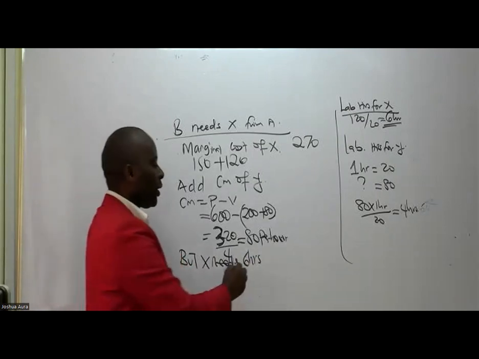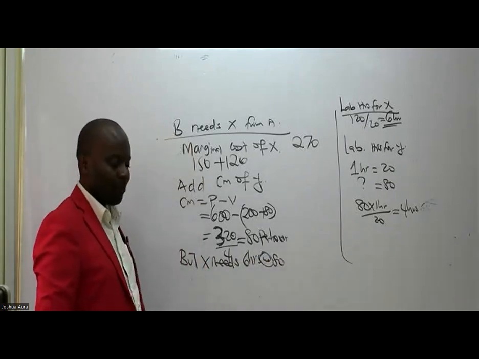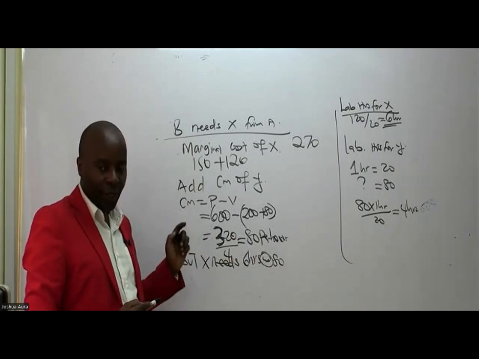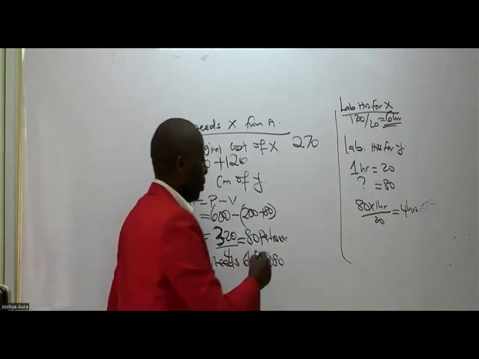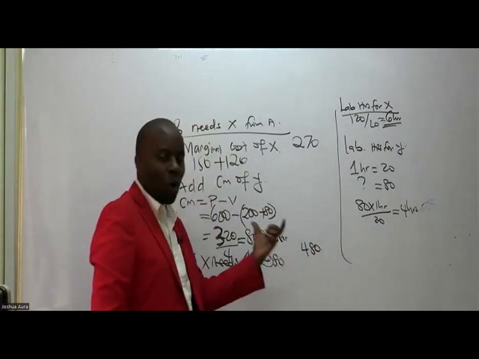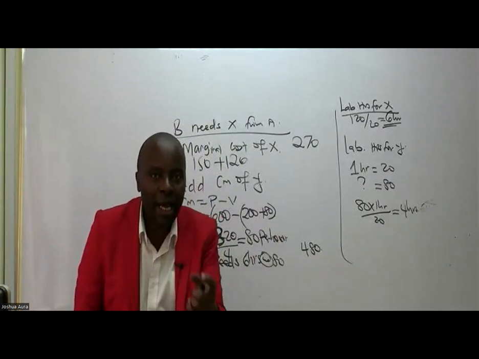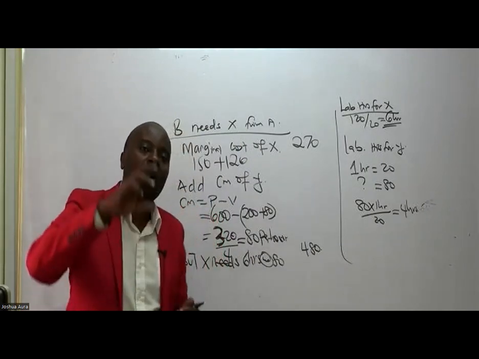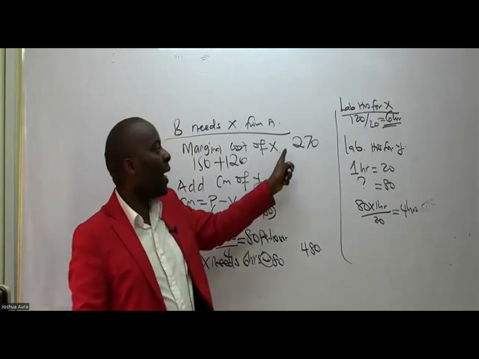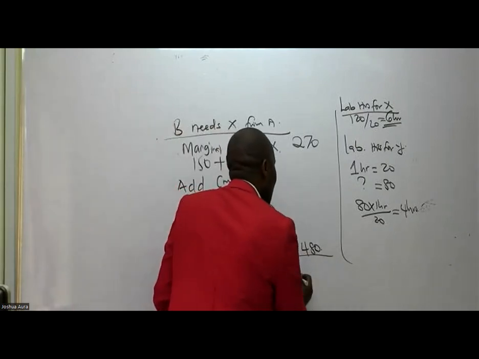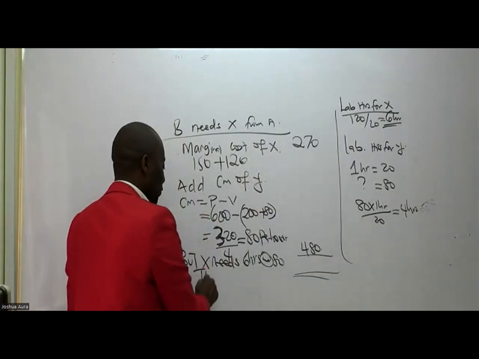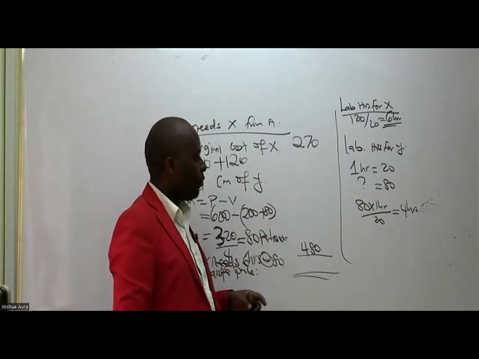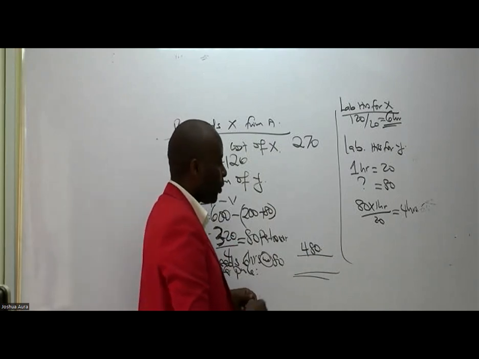I know that the sacrifice I'm making for each hour is 80. So what is 6 times 80? That gives me 480. So this is the total contribution to be lost. Should I decide to produce X for my sister department, I'm going to lose a whole 480 plus the cost of making X now. The cost of making X is 270. So you add the two: the minimum transfer price will be 270 plus 480, which gives me 750.